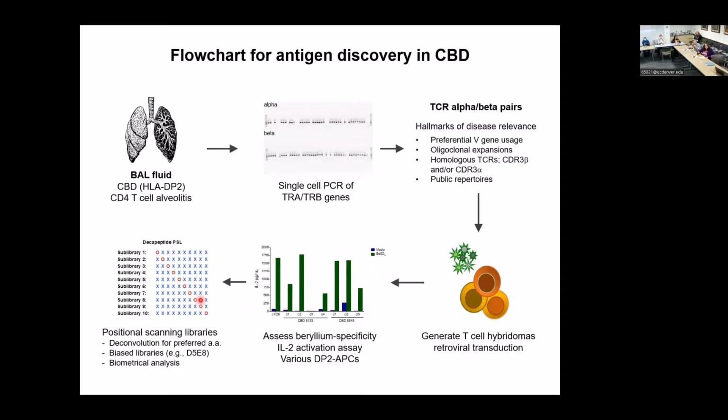The next step, which I'll go into in more detail, is that we use combinatorial positional scanning libraries. These are synthetic libraries, peptide mixtures that are organized in a particular way so that we can dissect what the preferred amino acids are at particular positions of the peptide, and then from that try to go to the actual epitopes that are stimulating these T cells.